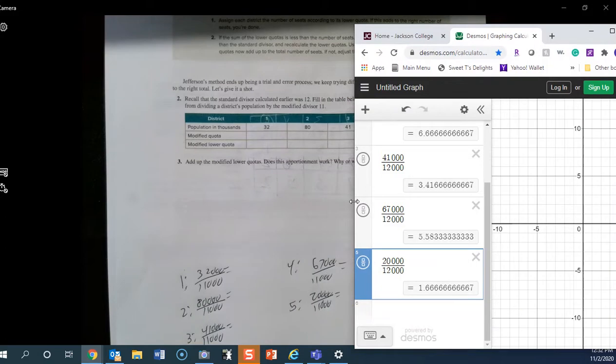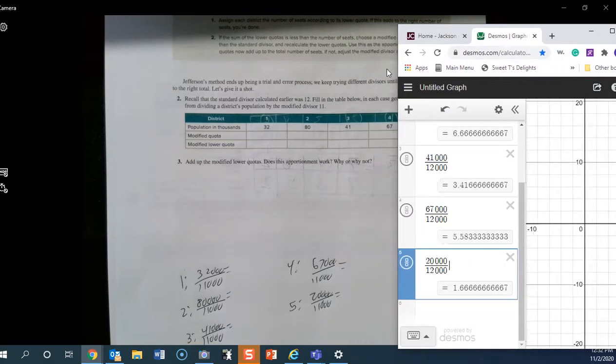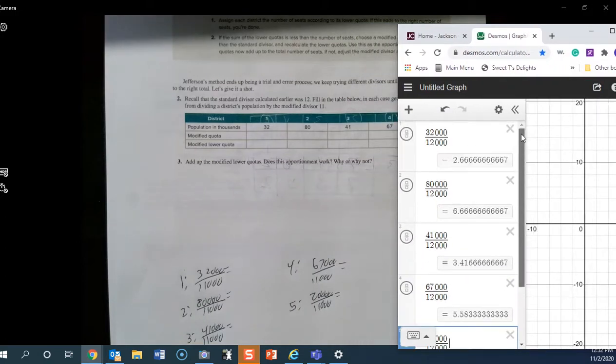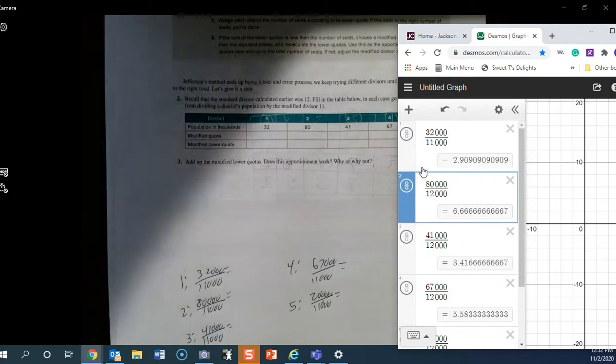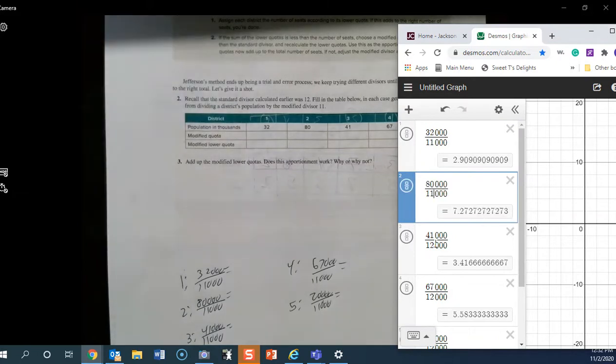Let me see something here. Okay. Yeah. All right. Now, what we could do here, we could just change these denominators. That's what I like about Desmos. We don't have to reinvent the wheel.